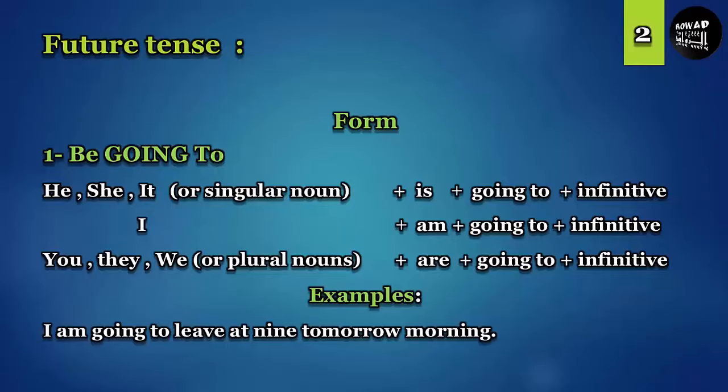ناخد مثال: I am going to leave at 9 tomorrow morning. أنا سوف أغادر غدا الساعة 9 صباحا. بنلاحظ I الفاعل، am الـ verb to be المناسبة مع I، going to بعدها عند الفعل في التصريف الأساسي يعني أصل الفعل بدون أي إضافات، لا بنضيف للفعل أس ولا أي حاجة، الفعل في البيس فورم يعني الشكل الأساسي.